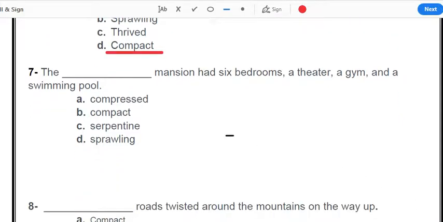The house had six bedrooms, a theater, a gym, and a swimming pool. So this means that a mansion is a big house. It is spreading. It's large in size. So the closest answer will be D. Sprawling means spreading, large in size.